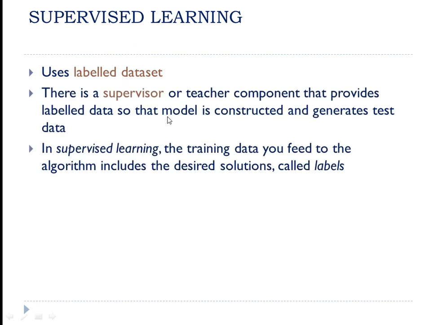In supervised learning, there is a component called a supervisor, or you can think of it as a teacher component, which will provide labeled data so that the model is constructed and it generates test data. In supervised learning, the training data you feed to the algorithm includes desired solutions with the labels. So in supervised learning, you are giving training data to the algorithm, where the training data has labeled data. Now under supervised learning, I have two methods, classification and regression.